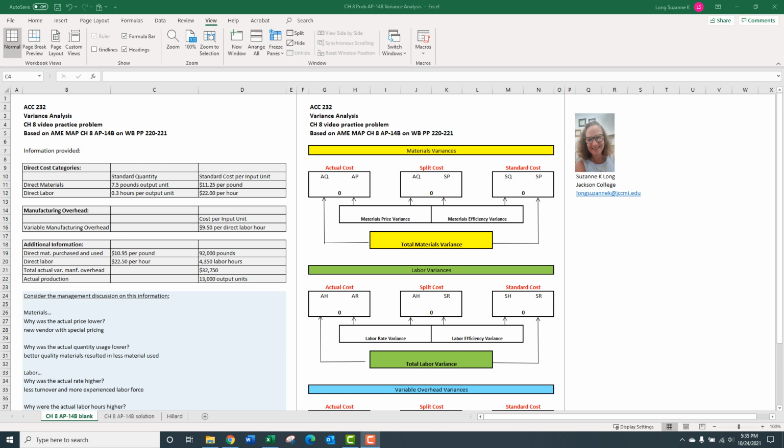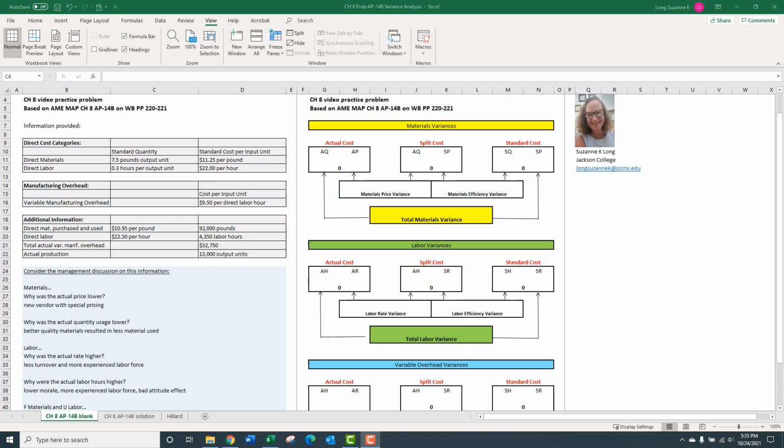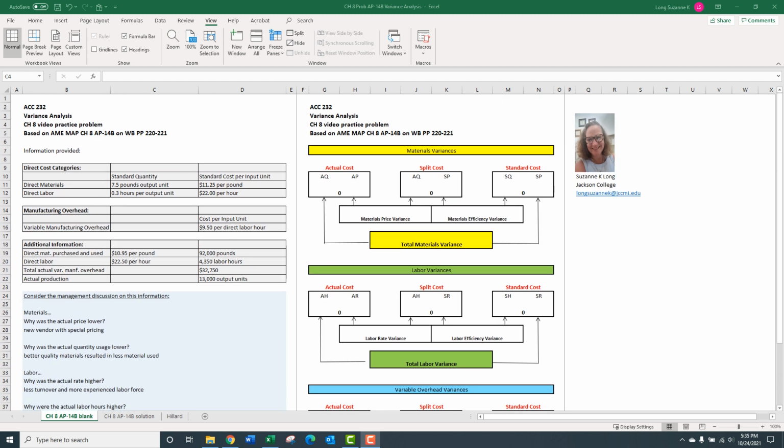Today we're going to be working on variance analysis, and this is the whole file. There's really three parts to this file: the gray section, which is the information provided, the blue section, which is some discussion we're going to have afterwards, and this multicolor section over here to the right. This is really the solution to the problem.